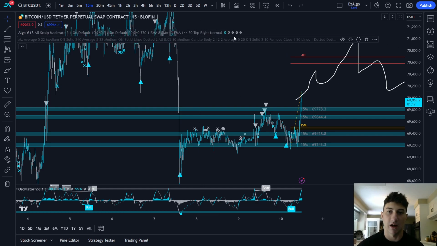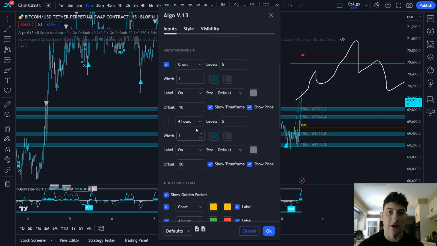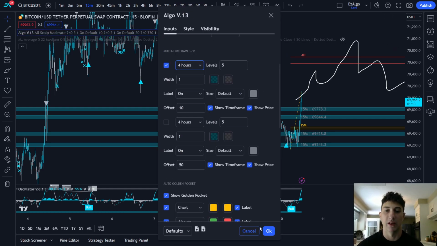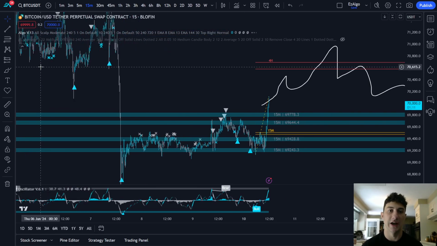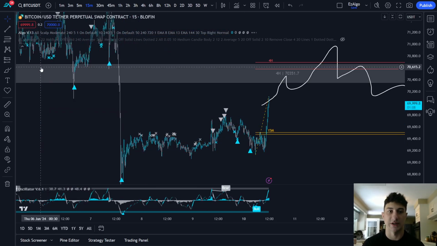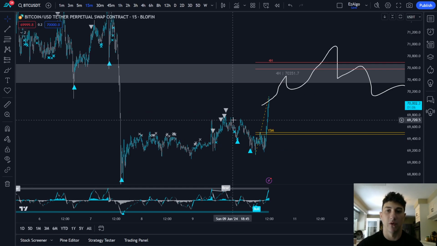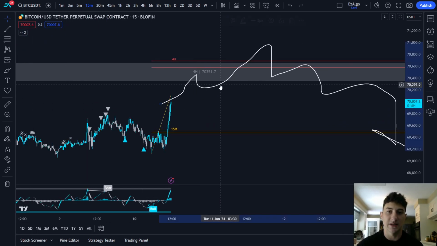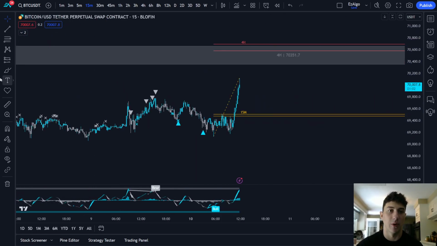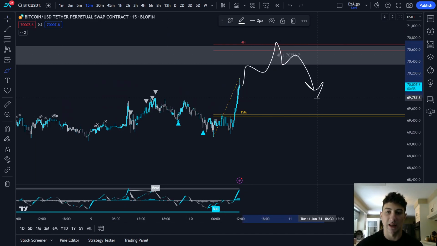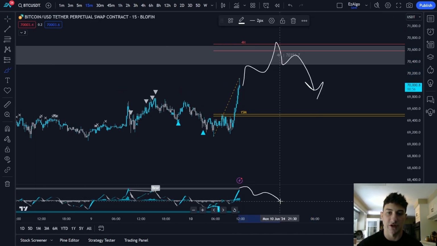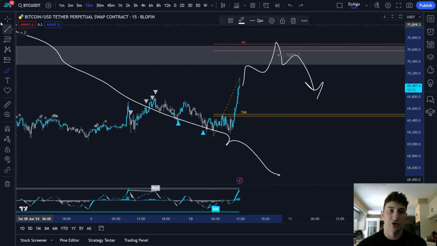And the great thing about Easy Algo as well is that you have the multi-time frame levels. So if I turn on the 4-hour levels, we can actually enter on the 4-hour levels on a lower time frame. Here you can see we have this 4-hour resistance. I would like to see something like this here on the 15 minute for my entry, where price comes up, sweeps that level, and then maybe we see a bearish divergence on the oscillator. That is a ton of confluence to enter a short position.